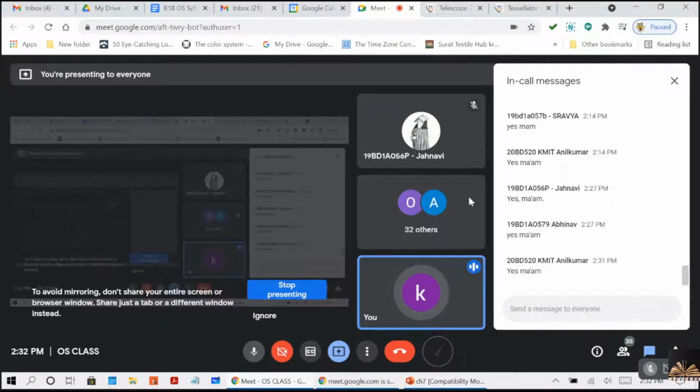Example, a process that wants to use the tape drive and printer at the same time. It first requests the tape drive and then requests the printer.